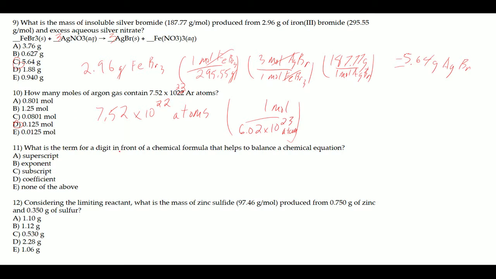What's the term for a digit in front? Right, up here we used coefficients. Okay, coefficient is in front, so 11 should be D.